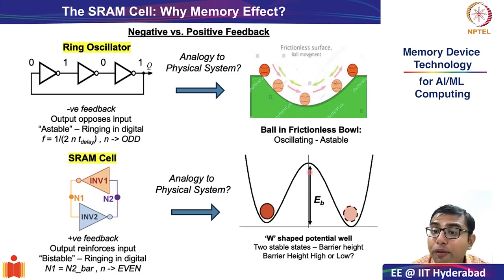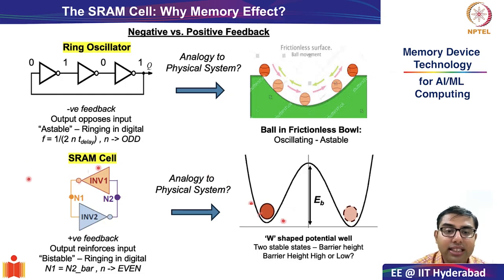However, there is a finite barrier. Suppose now the ball is in N1, or the ball is in the first pocket. There is a finite barrier that I need to overcome to go to N2, right? Yes. So this kind of analogy of a physical system will be very, very instrumental in analyzing and designing the SRAM cells.